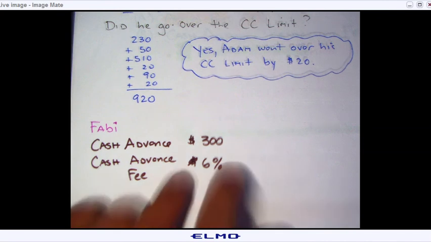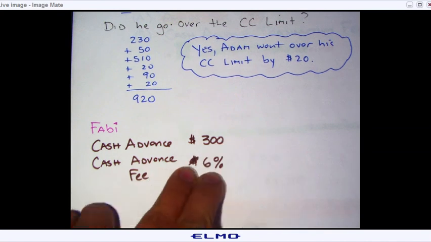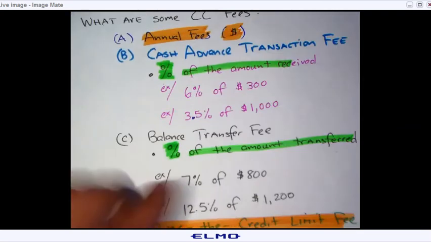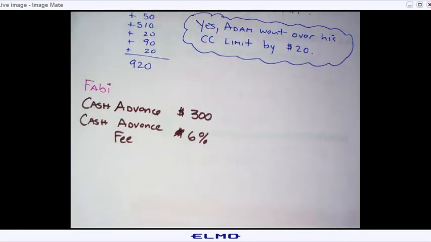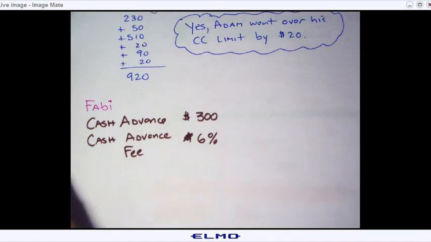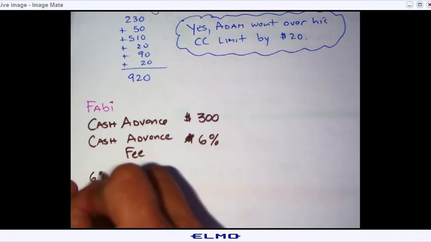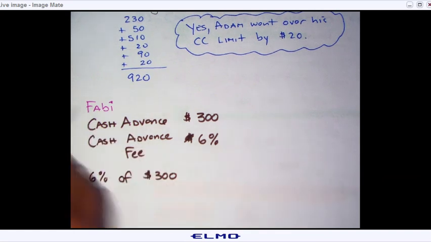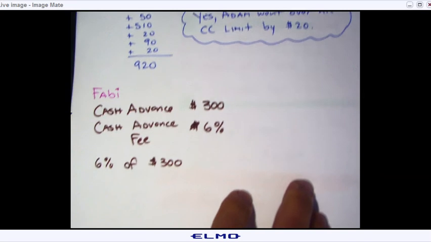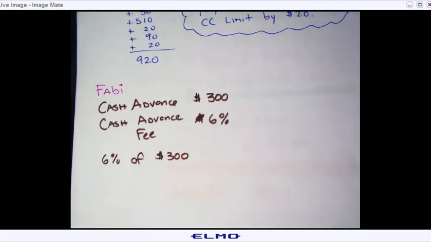So again, for $300, the cash advance fee is 6%. As I told you guys over here, it's 6% of the amount. So you want 6% of that amount. You're going to write 6% of the 300. You're going to see a lot of this in everything: 3% of that, 12% of that. This is how you calculate it, guys. Some people don't know how to do that.